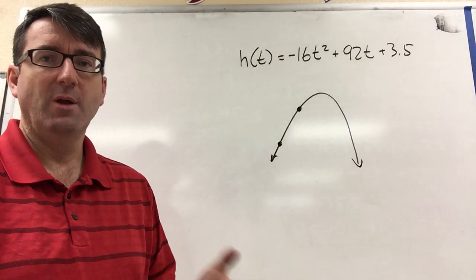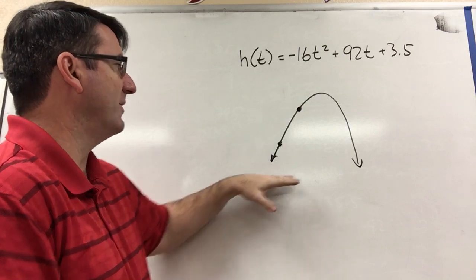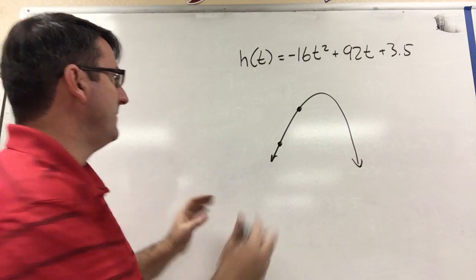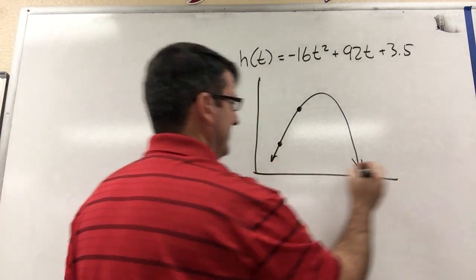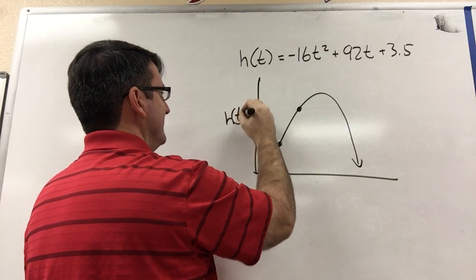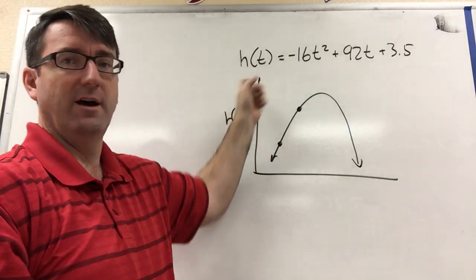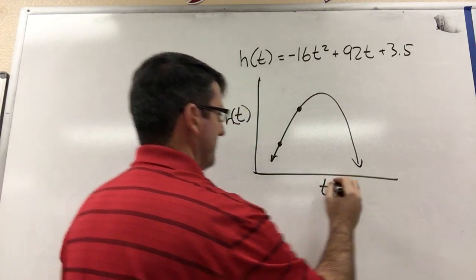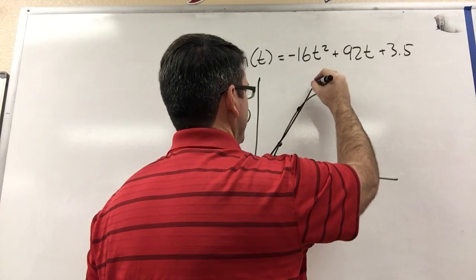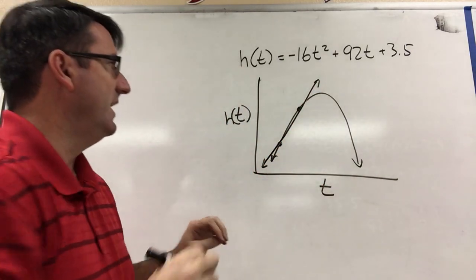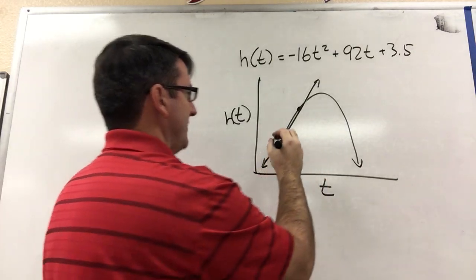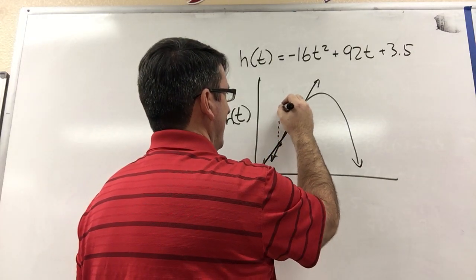Now we want to think about how we can find the average speed between those 2 points. Well, remember what we're graphing here. This is h of t. This is the height of our rocket, and down here is time. So if we've got this straight line between those 2 points, if we found the slope of that, then slope, remember, is rise over run. So the rise over the run.